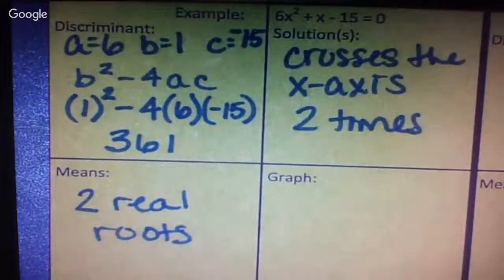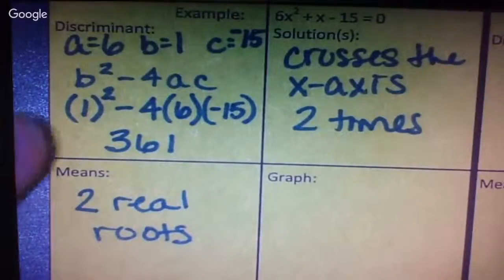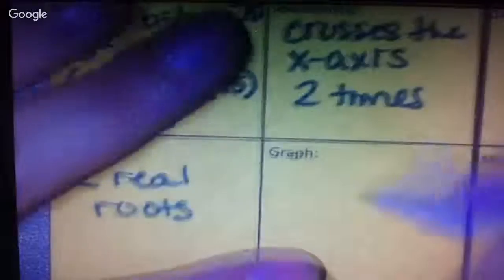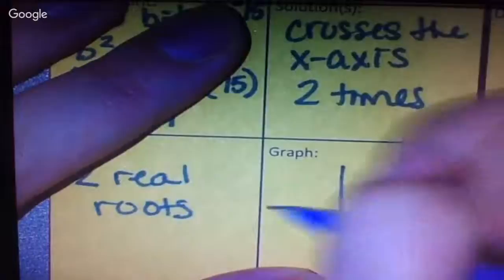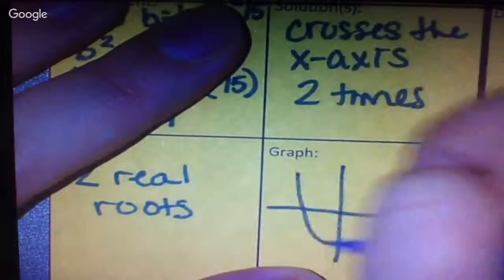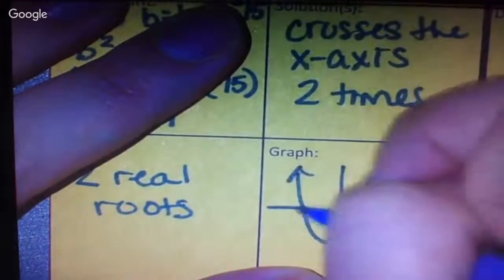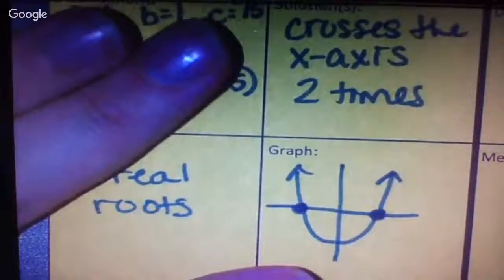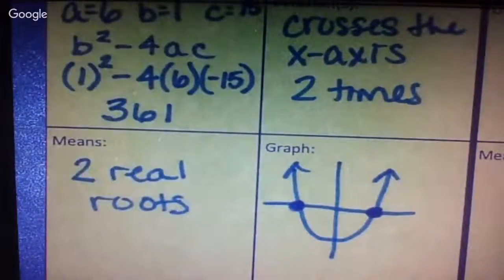So if you were to input that into the calculator, it would basically be the whole quadratic formula, yes, sir. It crosses the x-axis 2 times because it has 2 real roots. Okay, so your graph is going to look something like this, where it crosses here and it crosses here.